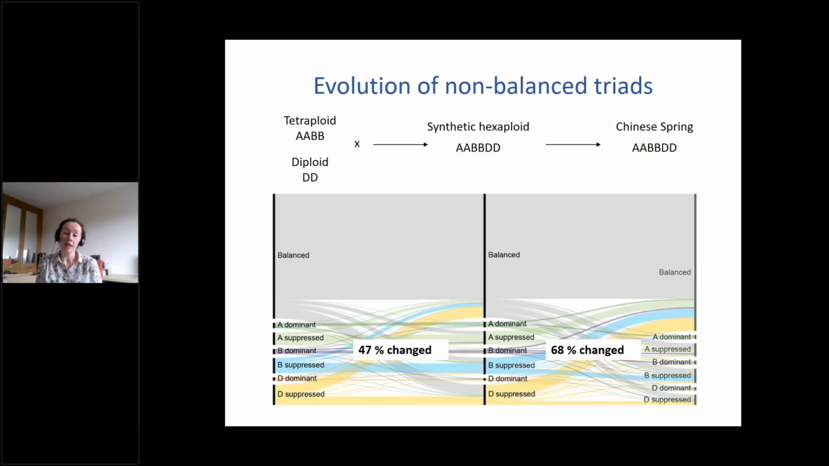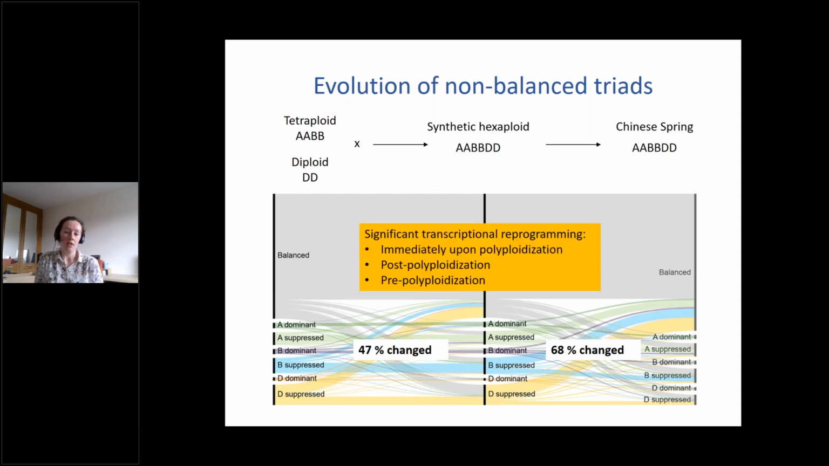And what we could see was a similar trend again, that balanced triads tended to stay balanced between the synthetic hexaploid and the modern wheats, whereas unbalanced triads tended to change, actually, in this case. So 68% of triads changed in their expression pattern. So these results really suggested that there were significant changes in the transcriptional expression patterns in wheat.